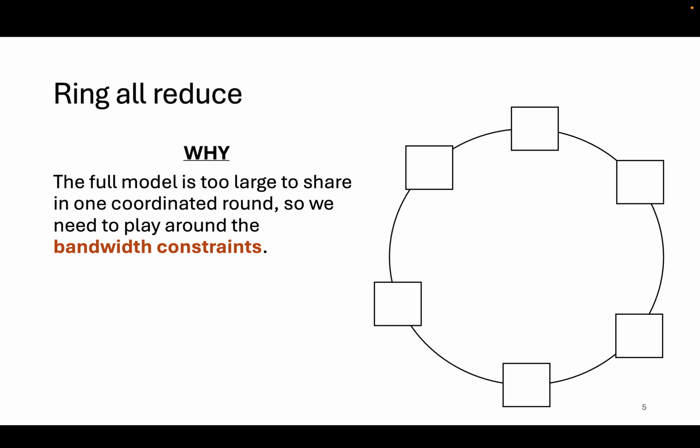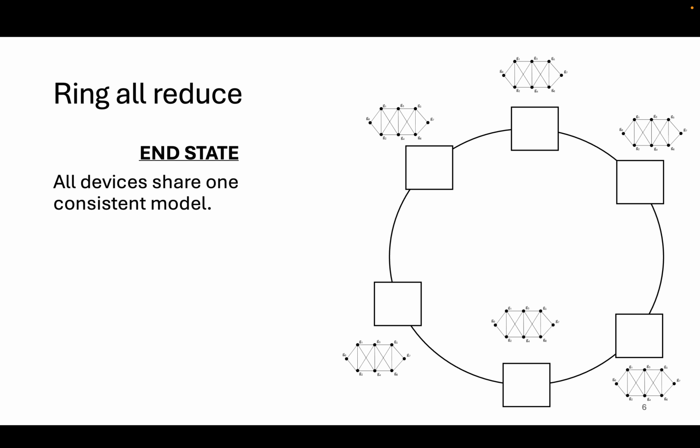The reason this communication primitive exists is that the model would be too large to share in one coordinated run. So we need to work around bandwidth constraints, the amount of communication that two devices can have, in order for all the devices to have an average of the models trained by every single device that was participating in the ring. The objective end state is that all devices share one consistent model.